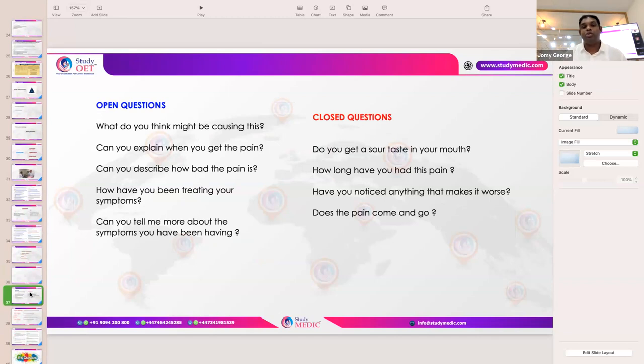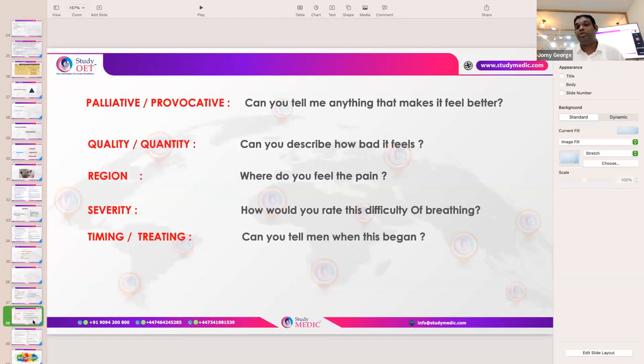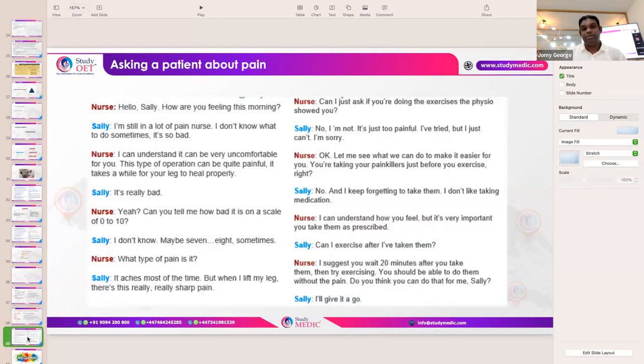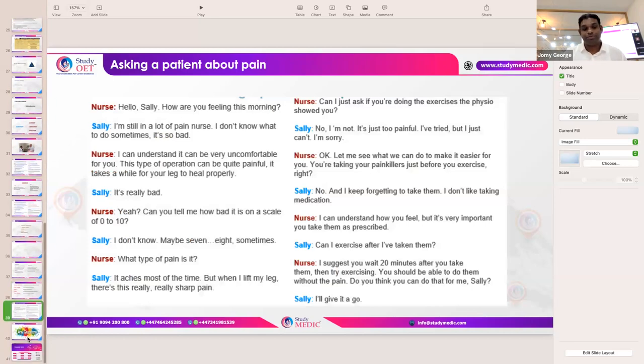Open question, closed question, PQRST format there. Palliative, provocative: can you tell me anything that makes it feel better? Quantity, quality: can you describe how bad it feels? Region: where do you feel the pain? Severity: how would you rate the difficulty of breathing? Timing: can you tell me when this began? It doesn't mean these are the only questions applicable there. No, but it's a formula.